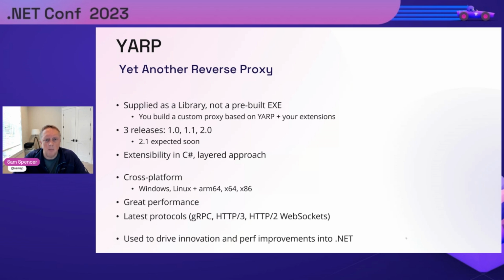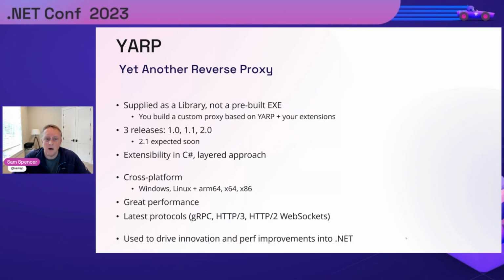Well, we built YARP because we had internal teams asking for functionality that they couldn't get from existing proxies. What they wanted to be able to do was customize to a much higher degree without having to delve into the code of those reverse proxies and actually modify it themselves. And so what we've done with YARP is invert the customization and proxy logic.